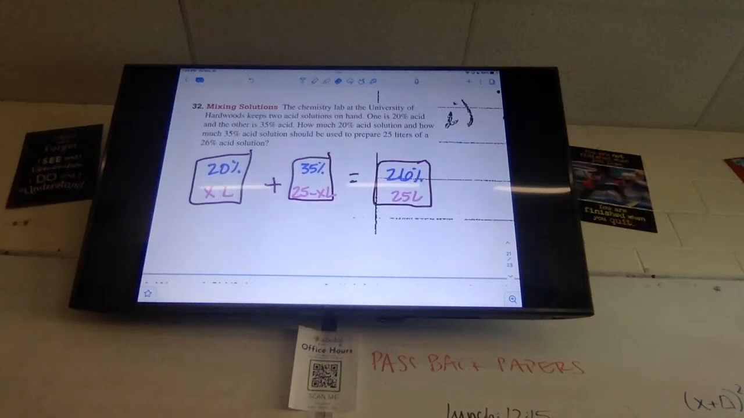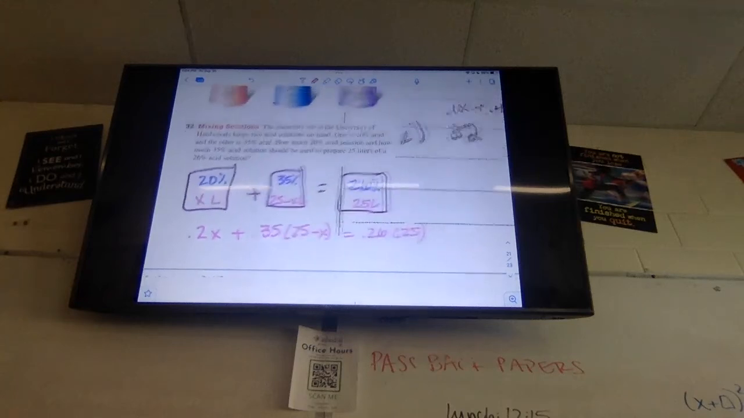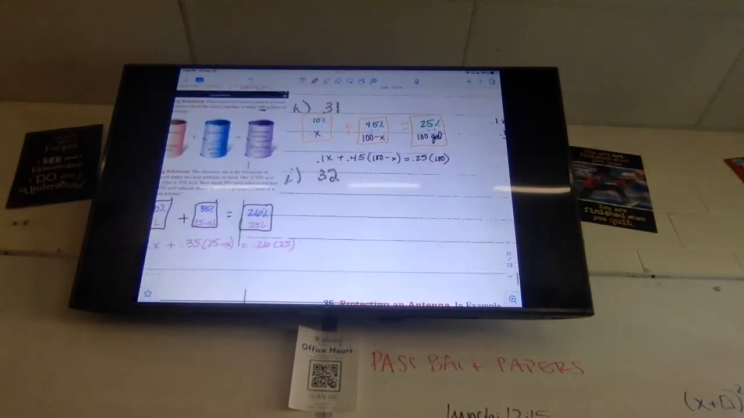Okay, now I'm going to multiply those out and I'm going to solve. So I'll write my equation and then I'll go to the side and solve it. So 0.2x plus 0.35 times 25 minus x equals 0.26 times 25. Am I moving too fast or are we doing okay? I'm going to take that as we're doing okay. Good, do your solving on your own.